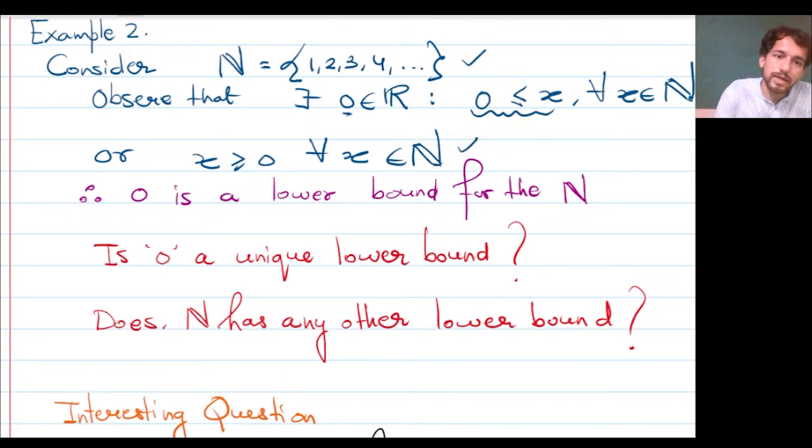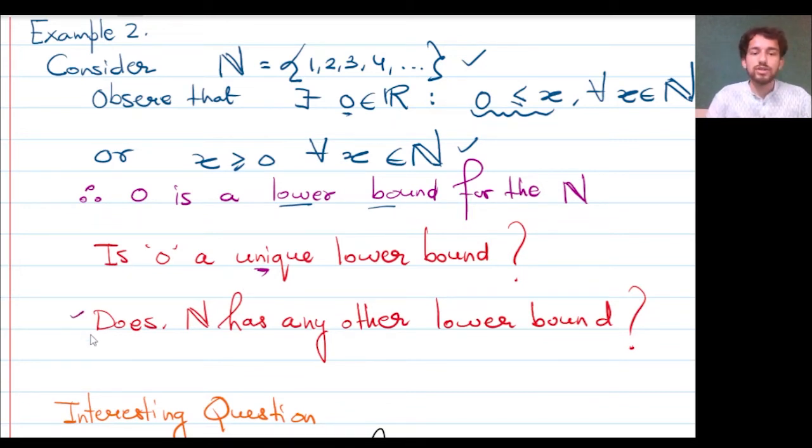So from here you can see that 0 is a lower bound for the set of natural numbers. Now I have posed a question to you. Try to answer me, although I have given a good justification to it: whatever 0 we have found, is this 0 a unique lower bound?